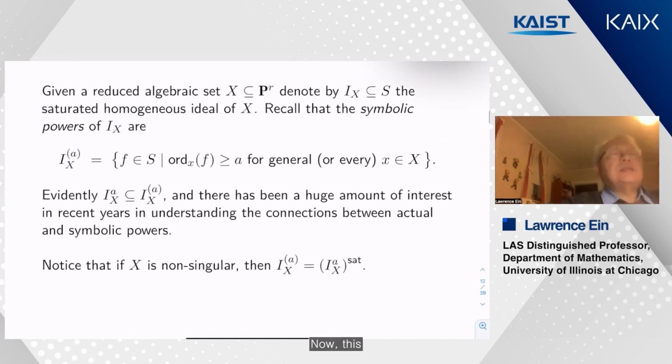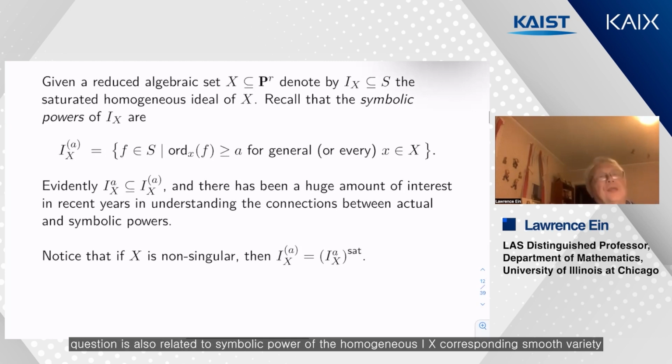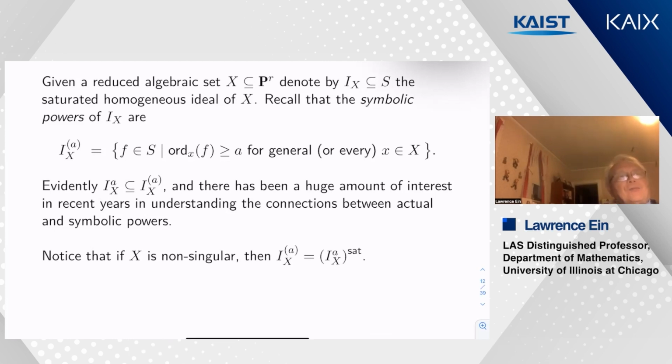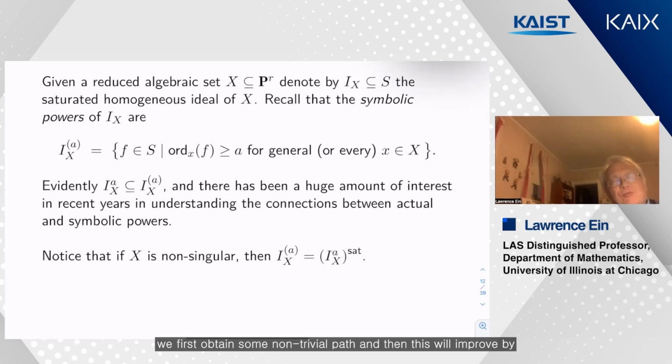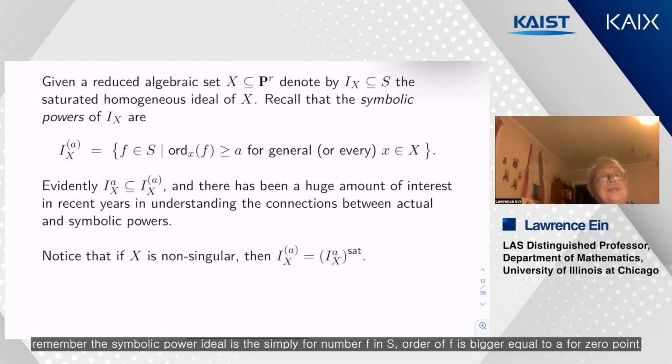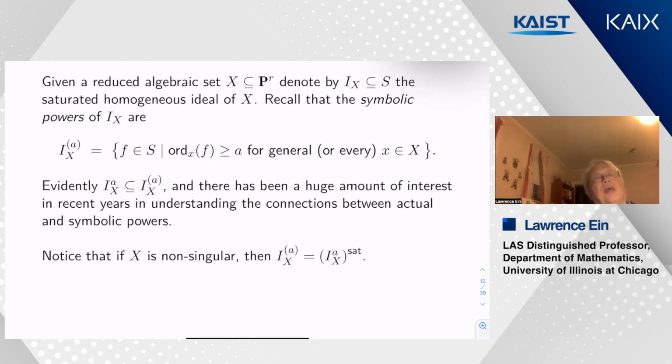Now, this question is also related to the symbolic power of the homogeneous ideal corresponding to a smooth variety. There's some written commutative algebra comparing the symbolic power to the regular power. I think together with Lazarsfeld and Karen Smith, using multiplier ideals and asymptotic multiplier ideals, we first obtained some non-trivial bound, and then this was improved by Hochster and Huneke to the singular situation and positive characteristics. And anyway, remember the symbolic power ideal is simply the polynomials f in S such that the order of f is bigger or equal to a for a general point x in X.